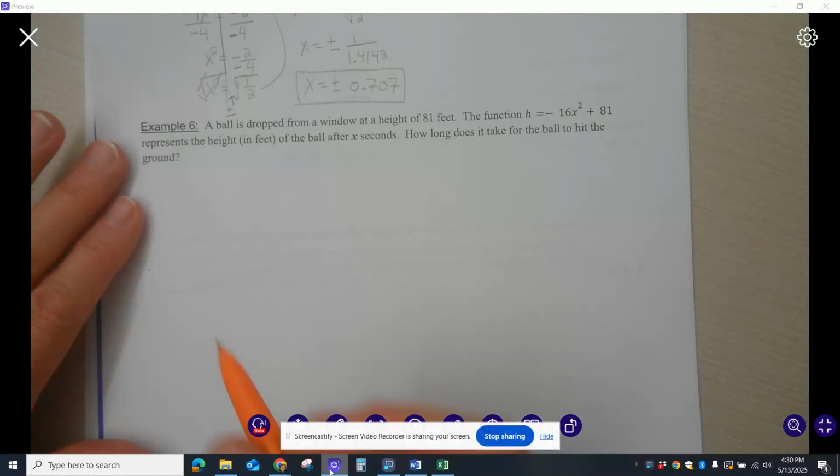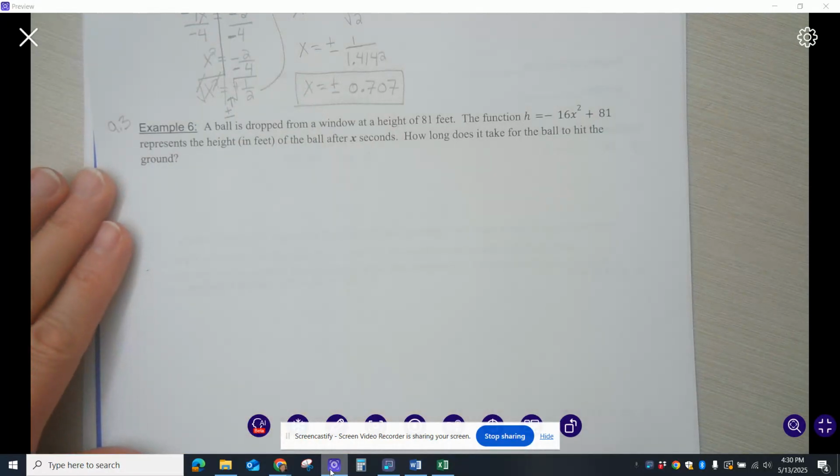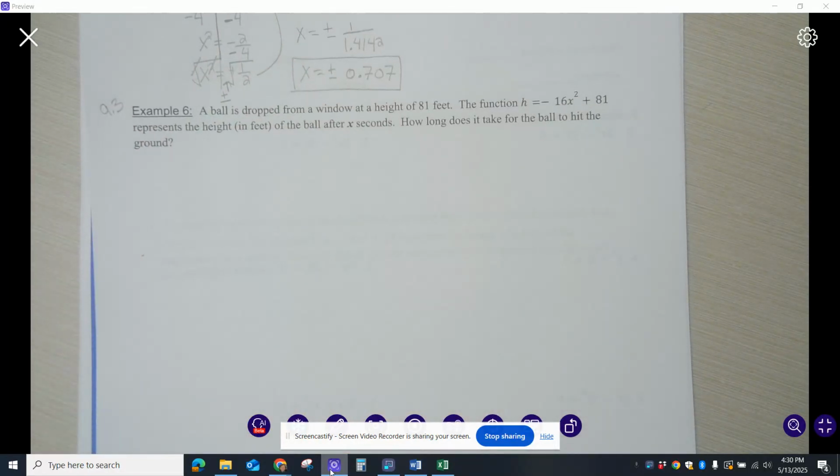Okay, this is example 6 for section 9.3 day 2. So one more example in section 9.3 day 2. So this says a ball is dropped from a window at a height of 81 feet.